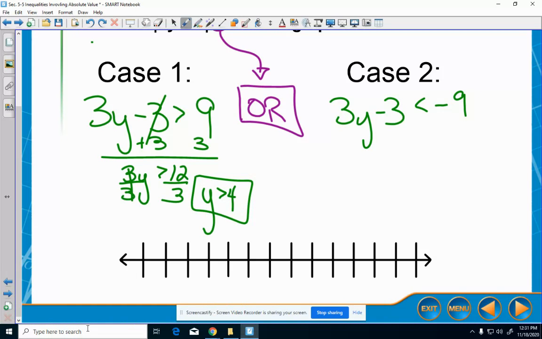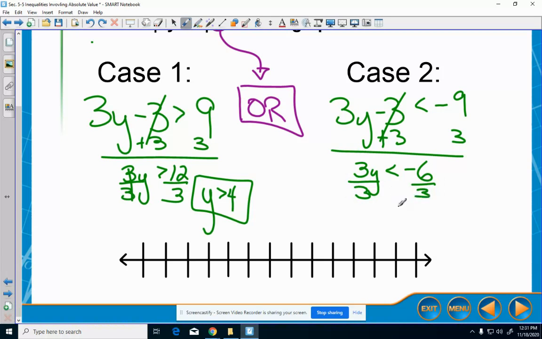And again, because your variable is the part that repeated, you're going to essentially do the same things over here, obviously to a different result because you're not setting it to 9. You're now dealing with -9. Okay, so you get 3y less than -6. If you divide this by 3 and you divide that by 3, you get y is less than -2.